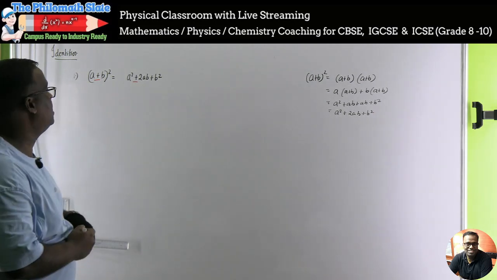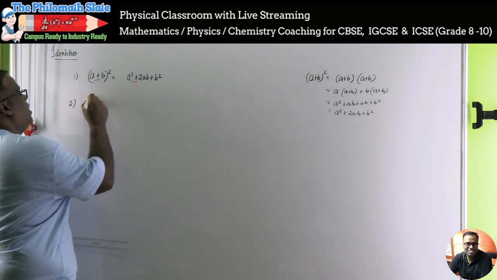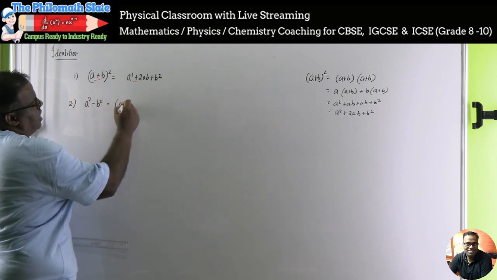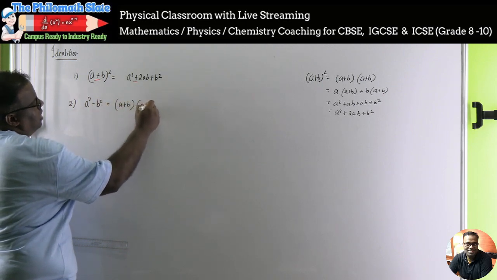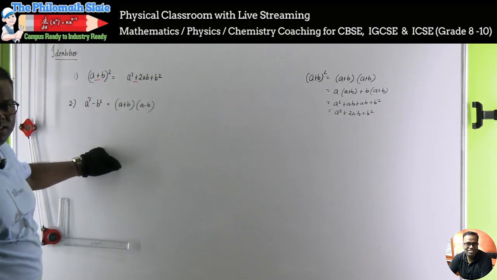Problems छोड़िए मत, हाँ सब कीजिए घर पे. Number 2, a square minus b square. This is a factorization identity. A plus b into a minus b. Do you know cubic identities?